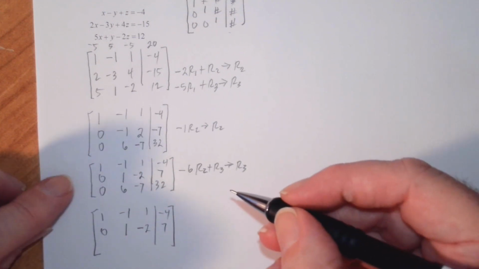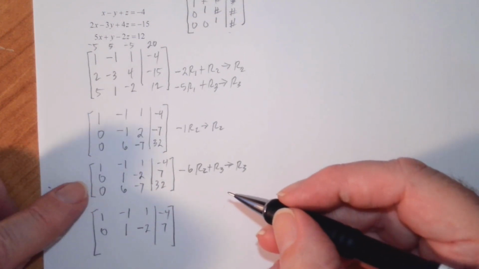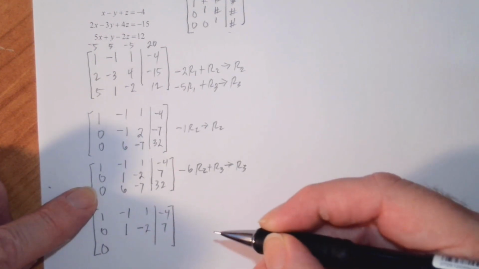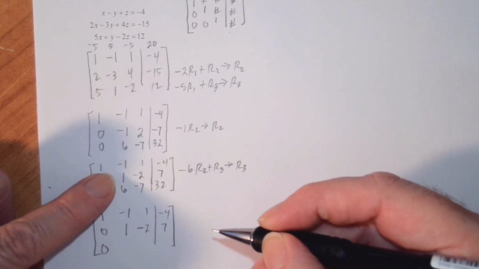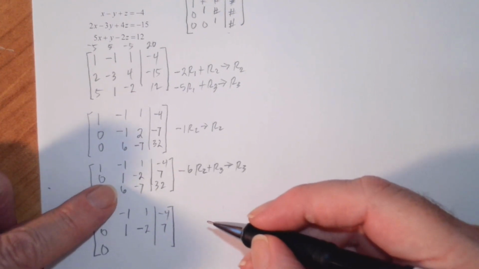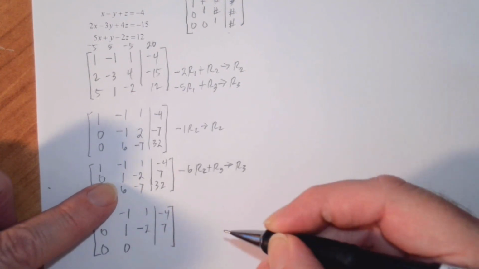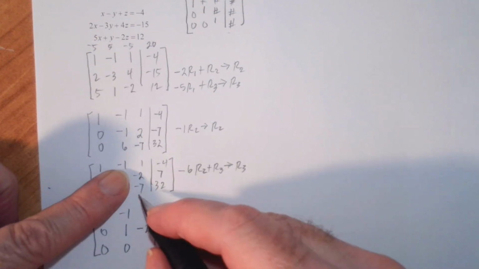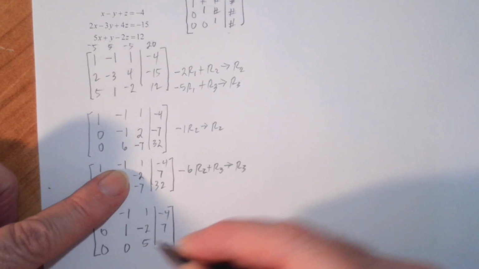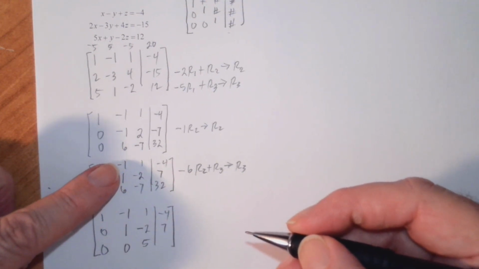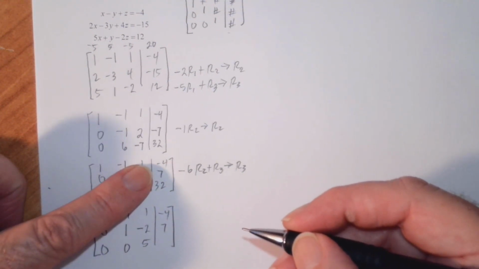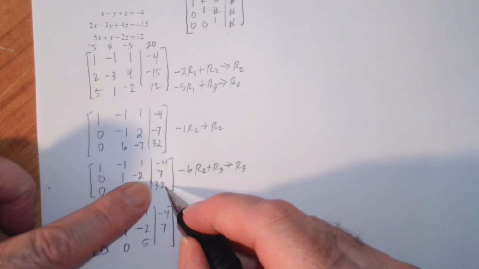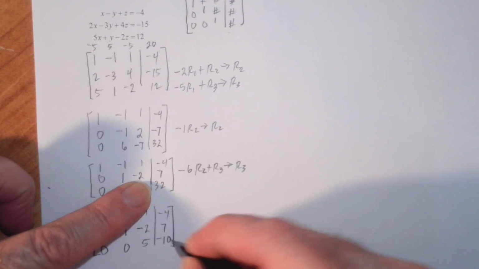Alright, so -6 times 0 is 0. Added to 0, we get 0. -6 times 1 is -6. Added to 6 is 0. -6 times -2 is 12. And a -7 is 5. -6 times 7 is -42. -42 and 32 is -10.